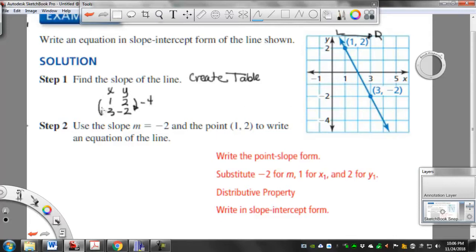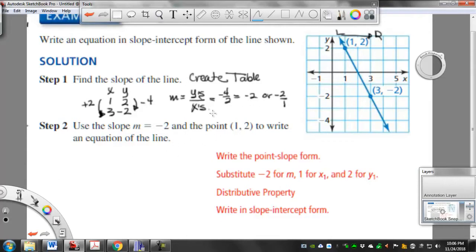Now if I look at my change in my x's, I start at 1 and I'm going to 3, so that's a total of a +2. So now we know that the slope m is the change of y's over the change of my x's, correct? So I will take a -4 divided by 2, so my slope is a -2, or you can write it as a -2/1. I think as far as your textbook, it'll want the -2.